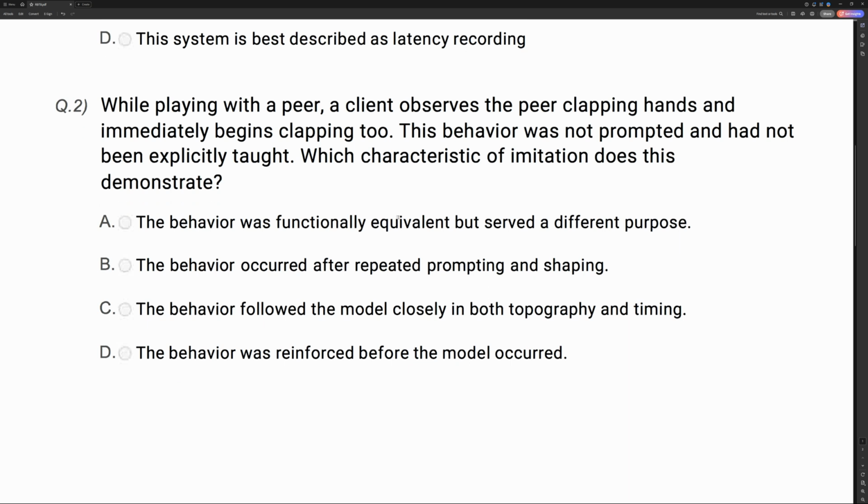While playing with a peer, a client observes the peer clapping hands and immediately begins clapping too. This behavior was not prompted and had not been explicitly taught. Which characteristic of imitation does this demonstrate?